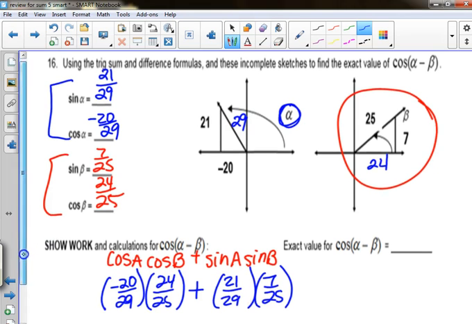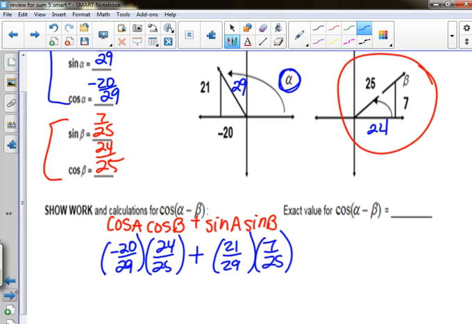Then how do you do that mess to get an exact value? Multiply the tops. Negative 480 over something. I don't know, 30 times 25 would be 750, 675, 725. Yeah, I can't subtract. This is 147 over 725. So if I add negative 480 plus 147, I keep the denominator.